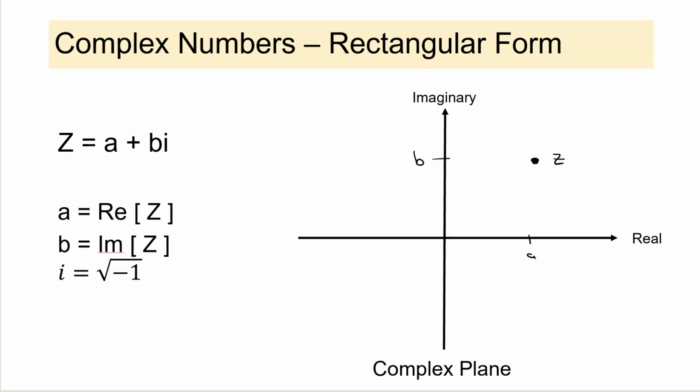Now, if you're studying electrical engineering, this a plus bi form you might see more frequently, you would say z equals a plus jb. So j is the imaginary unit, square root of -1. It's used instead of i in electrical engineering, often because current is represented by the letter i. So if you're studying electrical engineering, just remember you might see a slightly different form. It's still rectangular form, a plus jb.